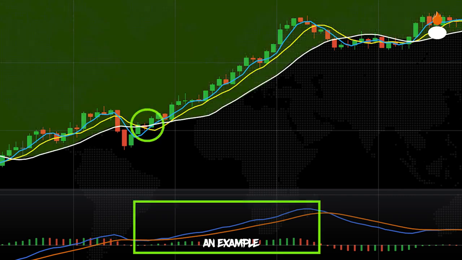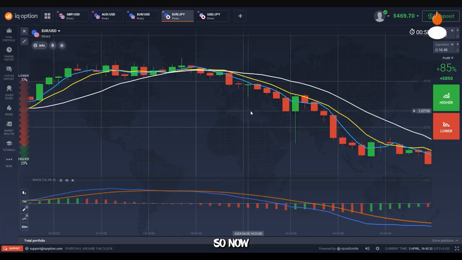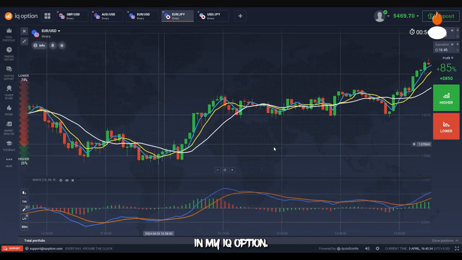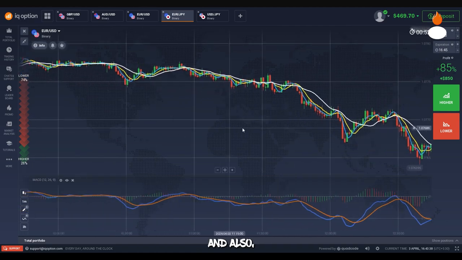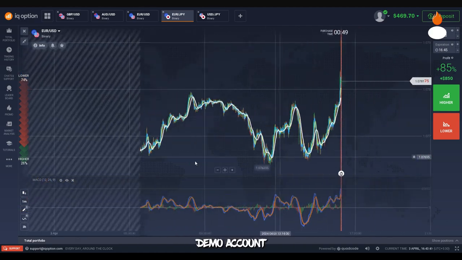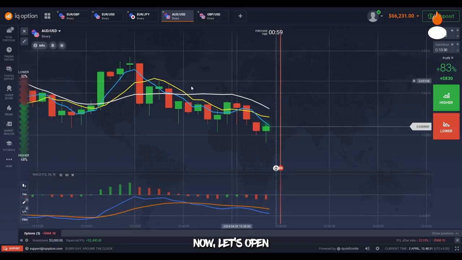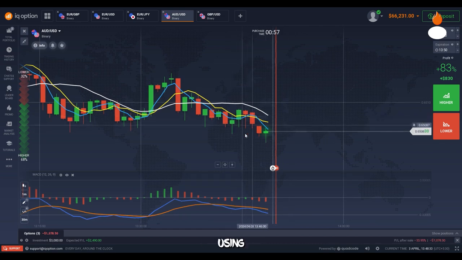And this is an example of a bullish moment that we can recognize from this strategy. I hope now you can understand how the strategy works. So now let's apply this strategy in my IQ option. But I am showing you this strategy on my demo account, and also I want you to practice this strategy in your demo account first. Okay, now let's open a trade in IQ option using this strategy.